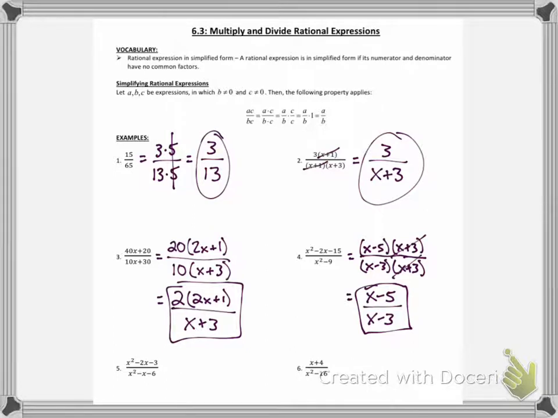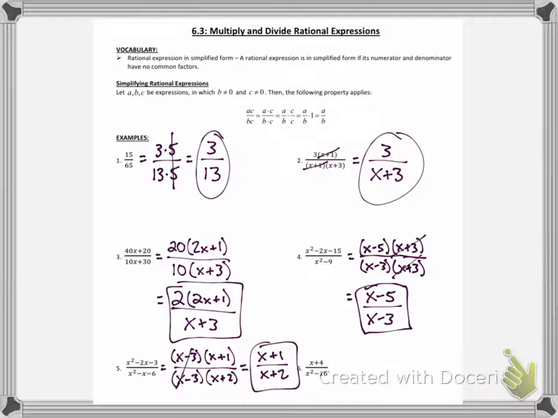5, same idea. We've got ourselves 2 trinomials, so we're going to go ahead and break those apart. So up at the top, we need to figure out what multiplies to negative 3, adds to negative 2. X minus 3, x plus 1 will do the trick. Same thing in the bottom. What multiplies to negative 6, adds to negative 1? The 2 values that will do that are x minus 3 and x plus 2. The x minus 3's will cancel out, leaving you with x plus 1 over x plus 2.